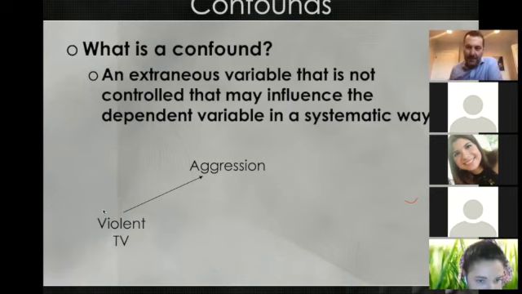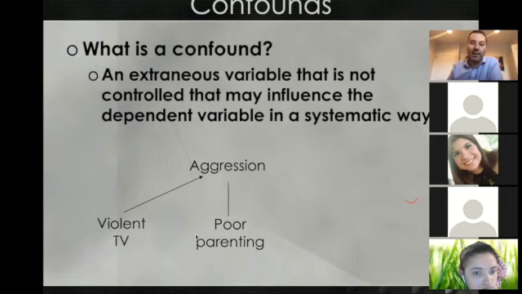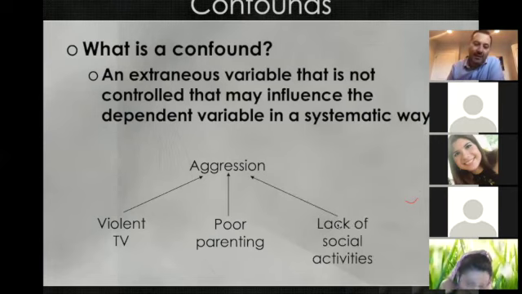But let's say that when we conducted our study, we conducted it in such a way that our two groups of people, those who watched violent TV and those who didn't, differed in a couple of other ways as well. So let's say the kids who watched violent TV also tended to come from families where the parents weren't as involved in their lives compared to the kids who didn't watch violent TV. And let's also say that they tended to lack social activities. They didn't have a lot of sports or clubs or events that they would go to compared to the other kids.